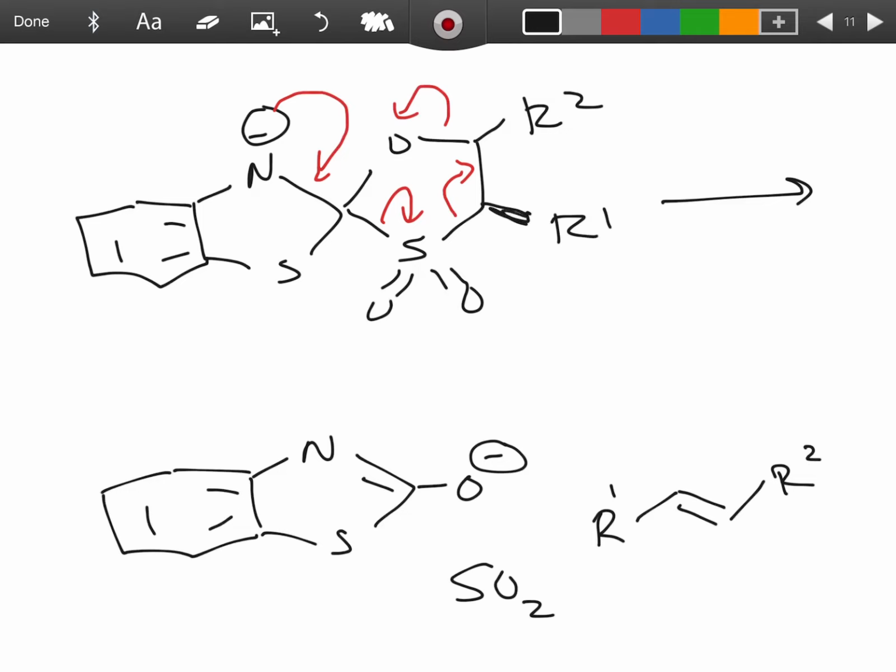I guess I got lazy here. One of these is up, one of these is down. So they're going to be on opposite sides in the ring, so then they'll be on opposite sides in the final product. So far, so good?